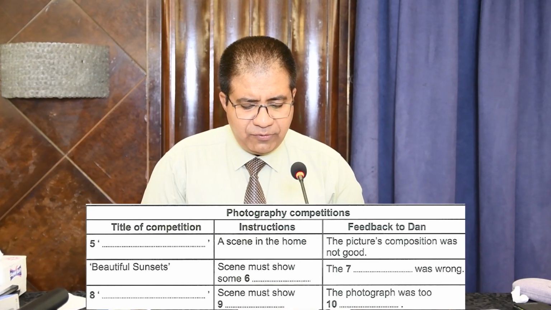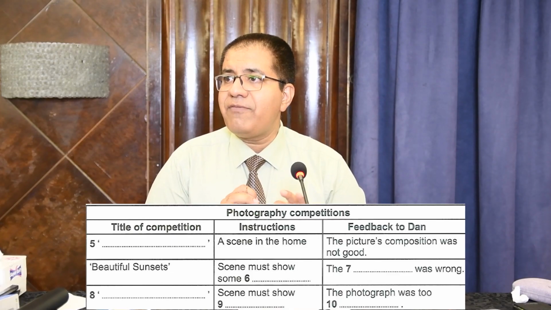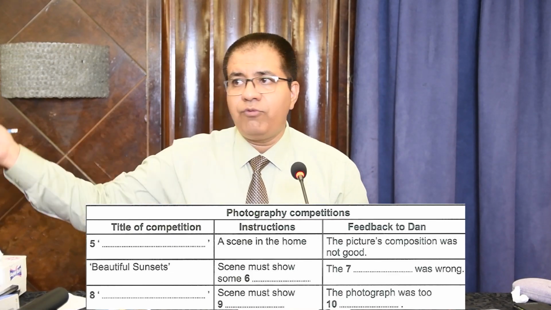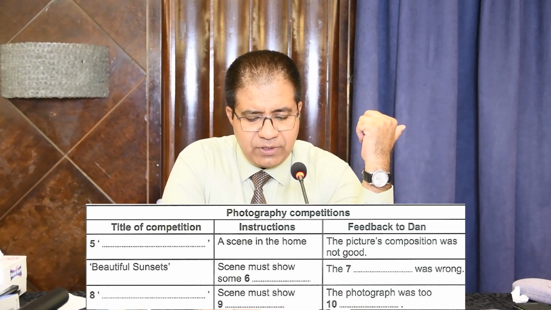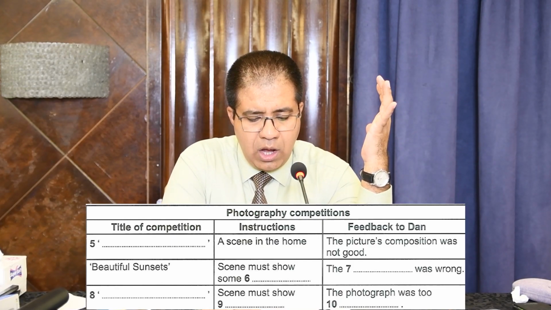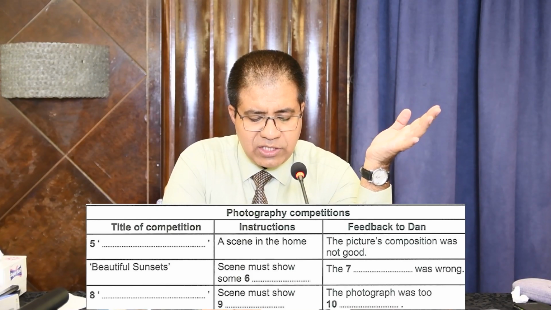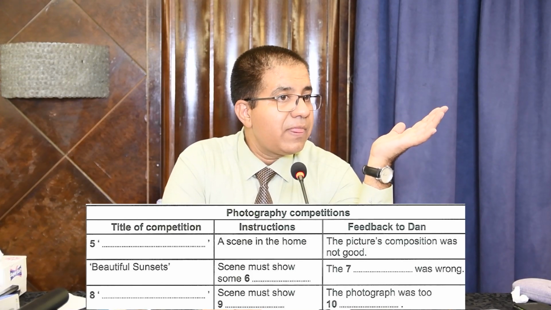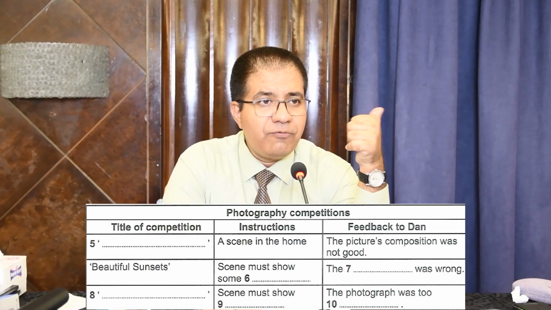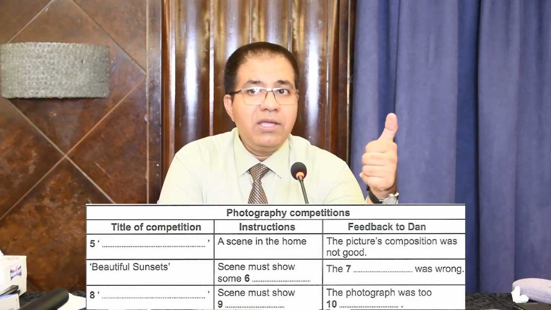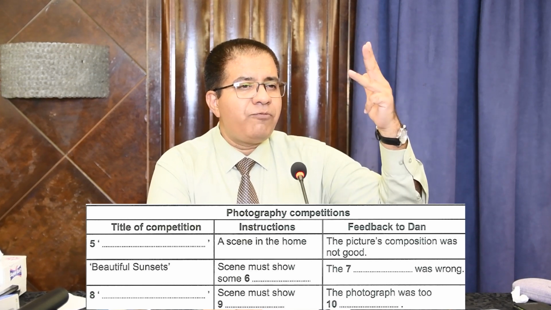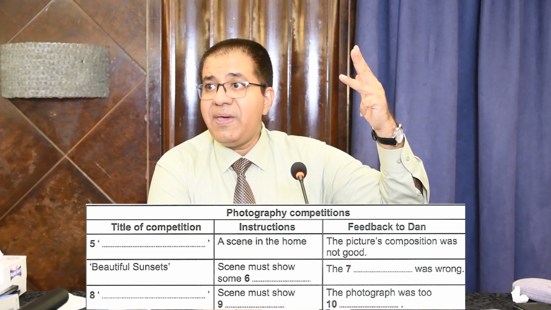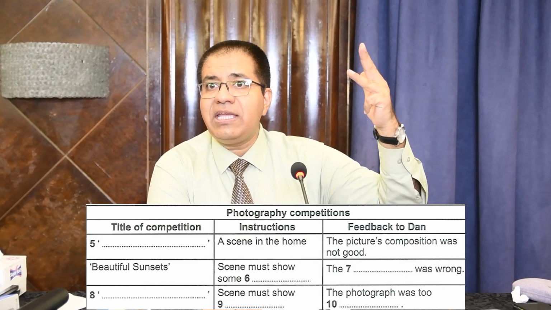Next, the photograph was too. Underline too, T-O-O. In IELTS, whenever you see too in part 1, 2, 3, 4, wherever, for too they can use very. For example, the photograph was too big. Right? They can say the photograph was very big, extremely big, or a bit big. A bit, very, extremely, and all that.